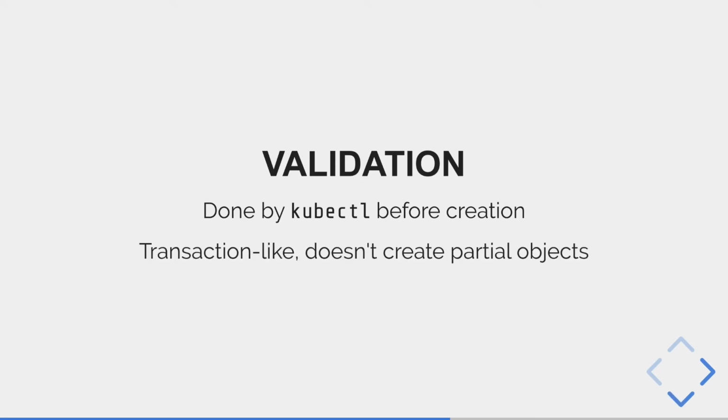This operation is transaction-like. So if your YAML definition has a typo or a wrong indent or completely doesn't make any sense for some other reason, the application will fail and it won't create any partial objects on the cluster. This is very important because it will save your butt multiple times.